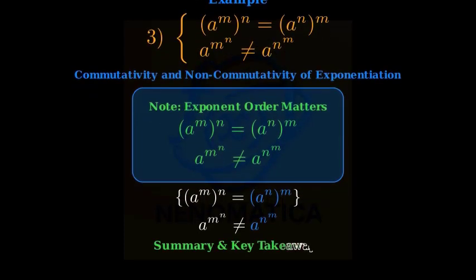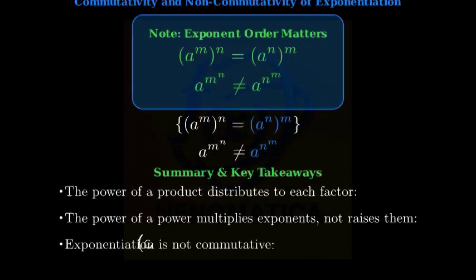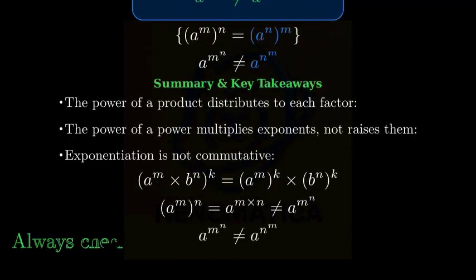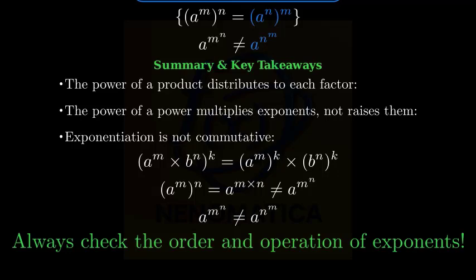Let's summarize what we've learned about exponent laws. The power of a product distributes to each factor. When we raise a product to a power, we can raise each factor to that power separately. The power of a power multiplies exponents, not raises them. When we have nested powers with parentheses, we multiply the exponents, but if we have a power without parentheses, we evaluate the exponents first. Exponentiation is not commutative in general. While we can switch the order in certain nested powers, we cannot always rearrange exponents freely. Always check the order and operation of exponents to avoid common mistakes.